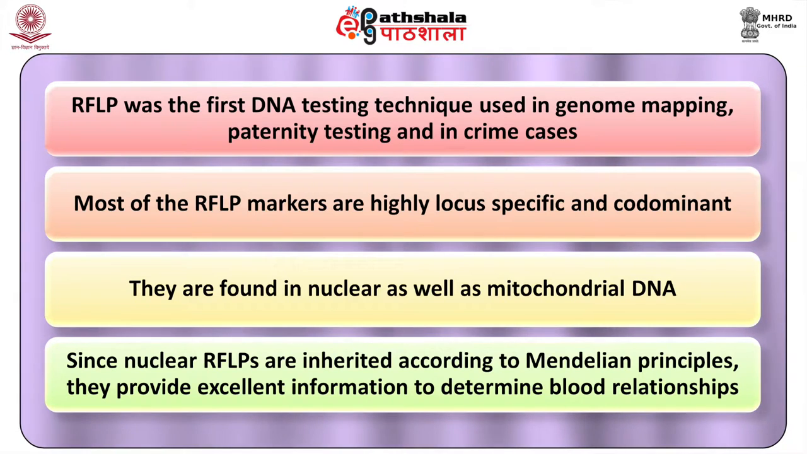Most of the RFLP markers are highly locus specific and codominant. They are found in nuclear as well as mitochondrial DNA. Since nuclear RFLPs are inherited according to Mendelian principles, they provide excellent information to determine blood relationship.